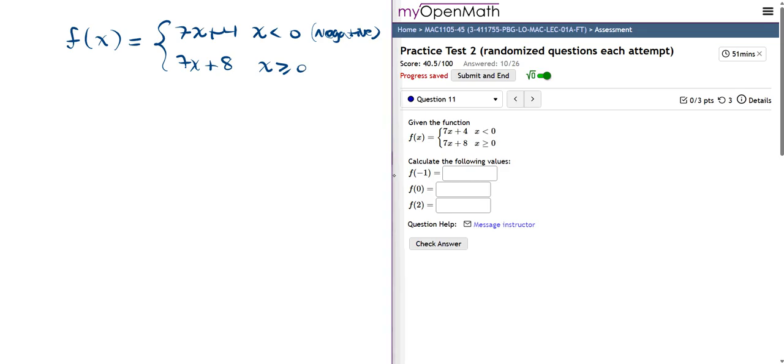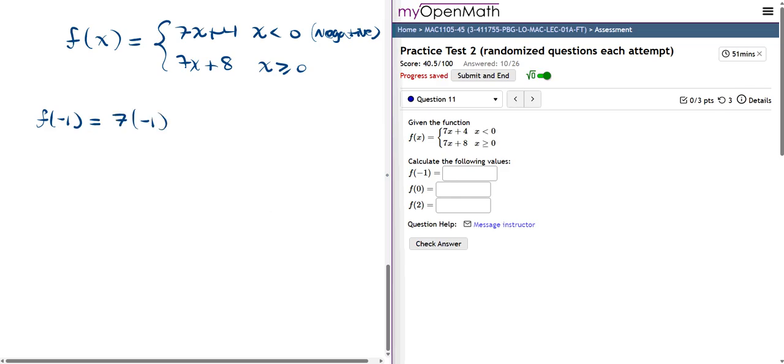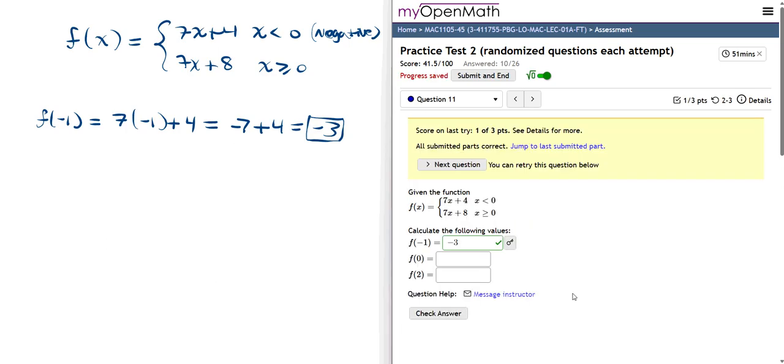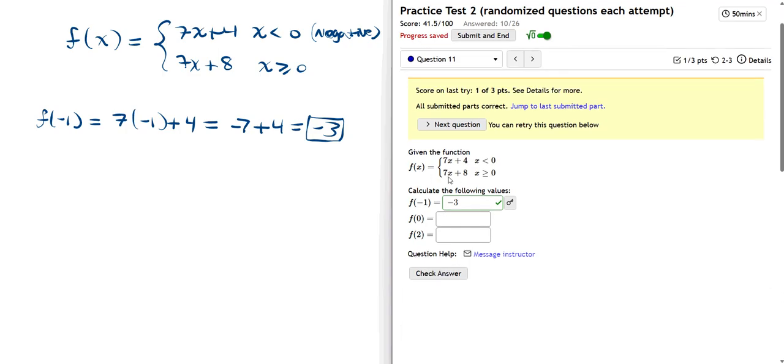So I'm going to notice that the first part says to calculate f of negative 1. So that goes with the first piece. So I'm going to be plugging negative 1 in to the first equation, which is negative 7 plus 4, which gives me negative 3. Now, the next part says f of 0, so that's going to be the second part. And notice, I'm not going to even bother writing it out because when I plug 0 in, 7 times 0 is 0, and 0 plus 8 is just 8. That one's a little too easy for me to spend the time writing out.